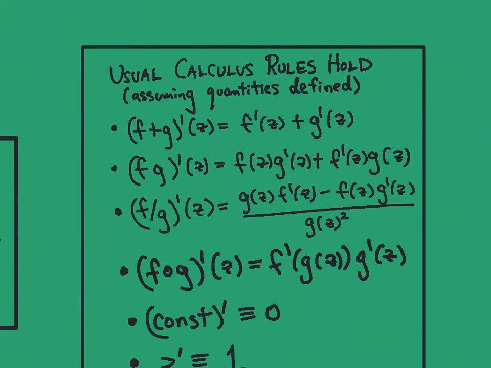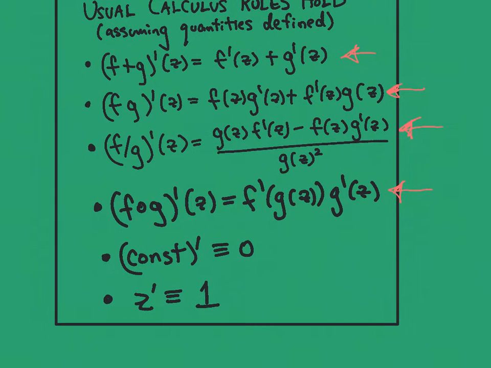So here are the usual calculus rules for derivatives. These hold for complex derivatives just as well. I don't want to belabor it, but you have the sum rule, the product rule, the quotient rule, the chain rule, the derivative of a constant. The complex derivative of a constant is identically 0. The complex derivative of just the function z is identically 1. And then using the rules above, you can take the complex derivative of any monomial, certainly. You would just use the product rule to show that.